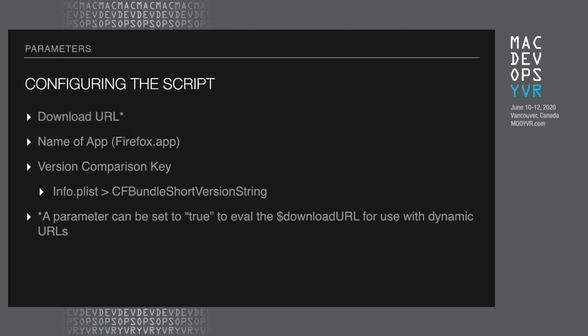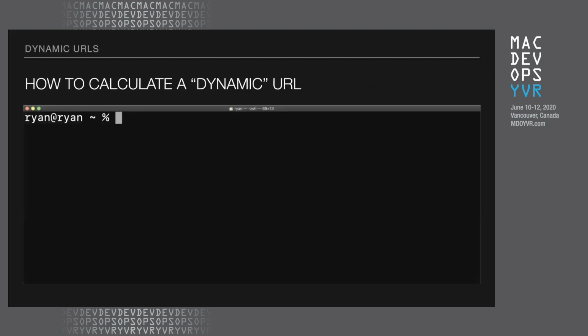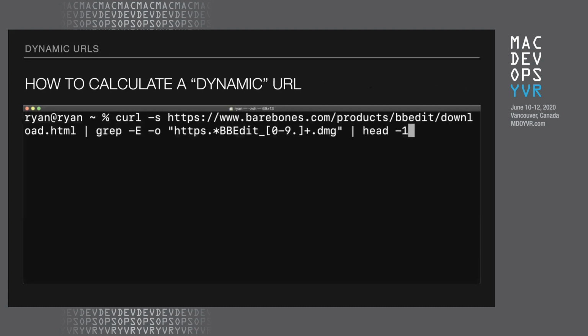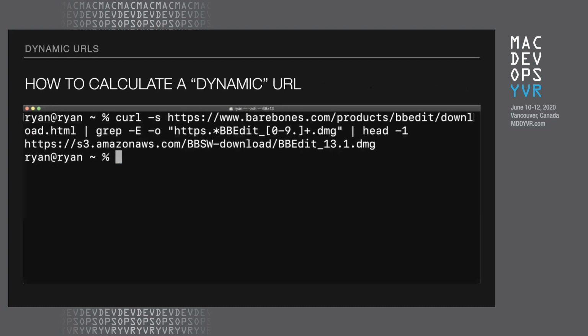And then in our example script, we have a parameter that can be set to true to evaluate the download URL for use with dynamic URLs. And dynamic URLs are URLs where the latest version of the software is not a static URL, where for each new version you have a different URL to download the software. So this is just one example of how you could calculate a dynamic URL, and in this case, VDEdit. So it's a simple command to get the latest version of VDEdit.